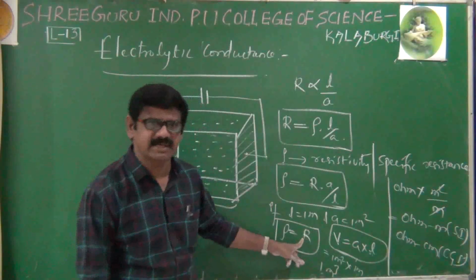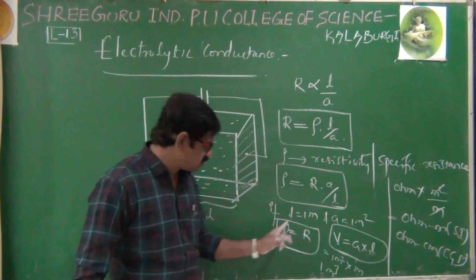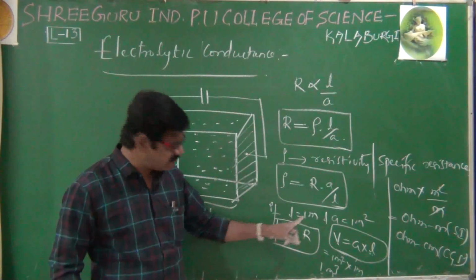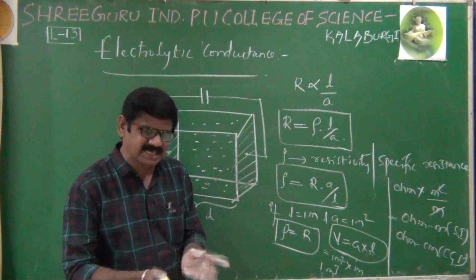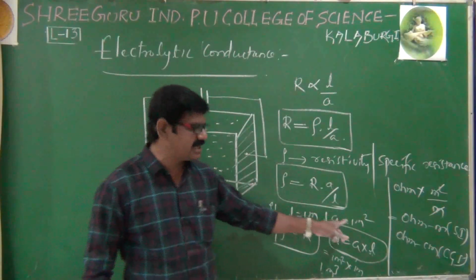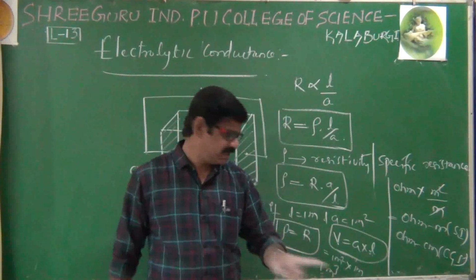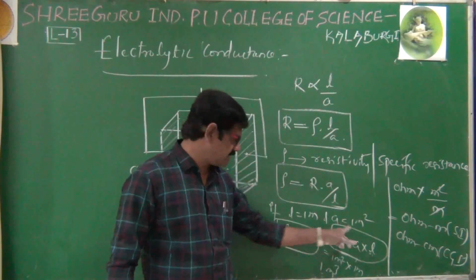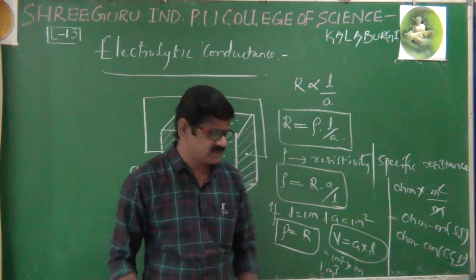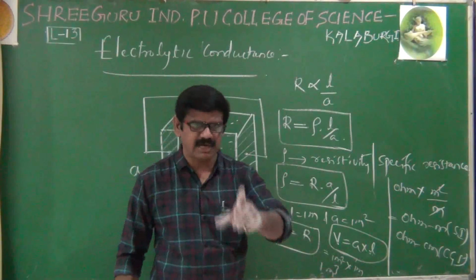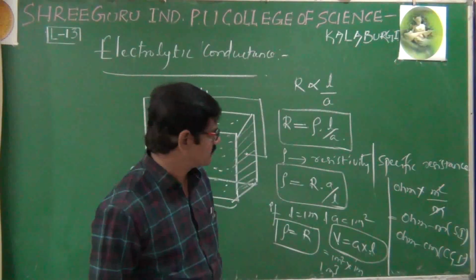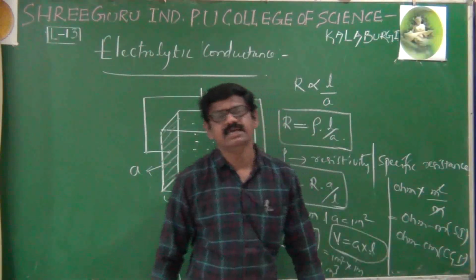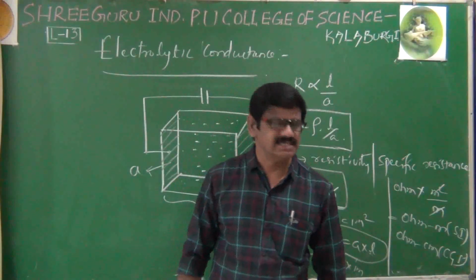If you substitute, rho becomes R. R is resistance, so rho is also resistance only. That's why the resistance of a substance when length is 1 meter and area of cross section is 1 meter square, or in terms of volume, V equal to A into L, 1 meter cube, the resistance of 1 meter cube volume of a solution is called resistivity. Its unit is ohm meter square by meter, so ohm meter is the SI system and ohm centimeter is the CGS system.